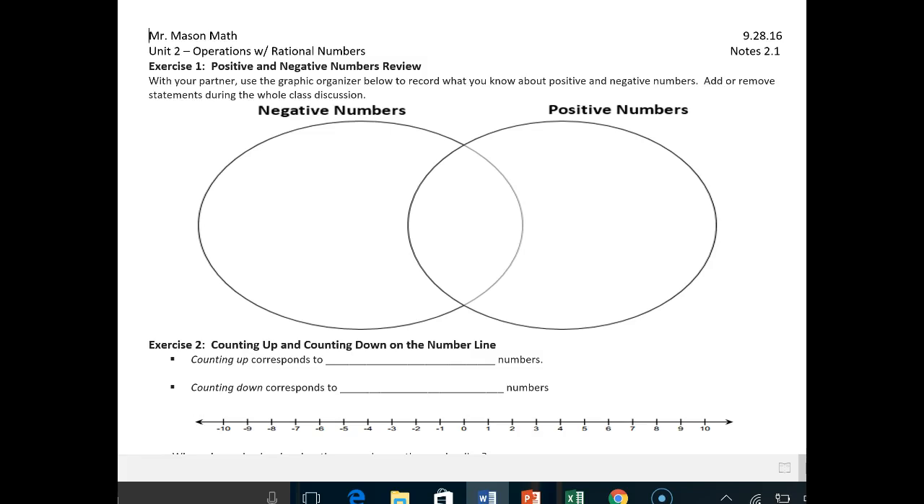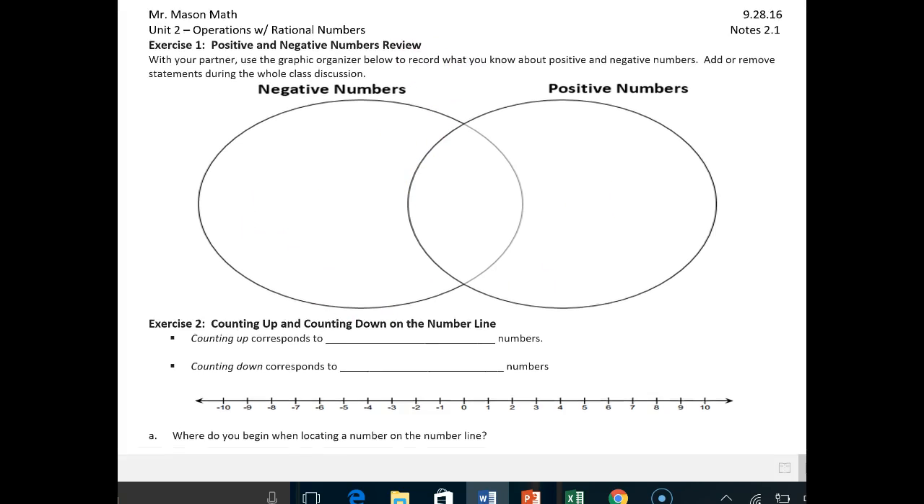So today we're officially going to begin Unit 2, which is operations with rational numbers. So kind of taking the things that we learned about fractions and decimals, throwing in some integers, which we're going to learn about today, and be able to fluently operate with all different types of numbers when given certain problems. So exercise 1, positive and negative numbers review, we did that together as a class.